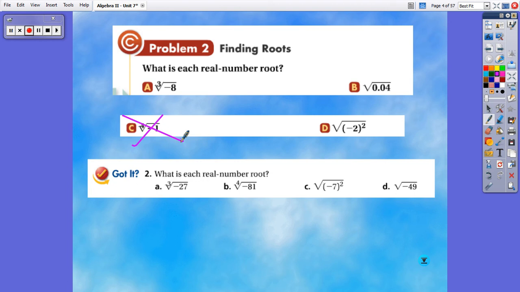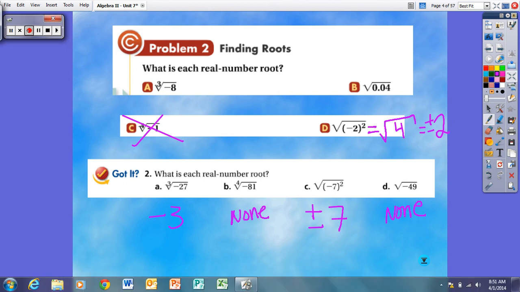Finally, in letter D, you need to simplify before you take the square root. So negative 2 raised to the second power is really what? 4. So I'm really taking the square root of 4, which we know can be plus or minus 2. Right now I want you to pause the video and try each of these 4 problems at the bottom. And here are the answers to those 4 problems.